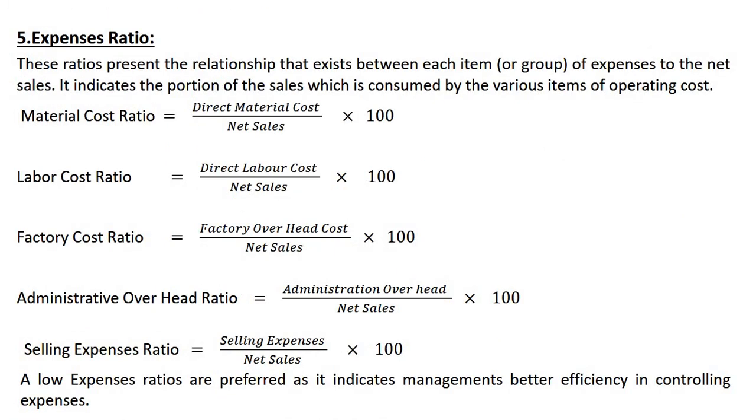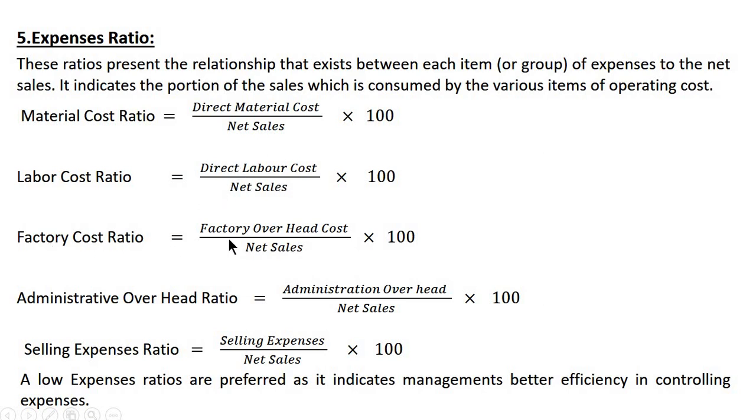Let us see the expenses ratios which are associated with the sales. These ratios present the relationship that exists between each item or group of expenses to the net sales. It indicates the portion of the sales which is consumed by the various items of operating cost. The formula for calculating material cost ratio is direct material cost divided by net sales into 100. This ratio expresses the percentage of direct materials cost included in the net sales. Labor cost ratio, the formula is direct labor cost divided by net sales into 100. This ratio expresses the percentage of direct labor cost included in the net sales.